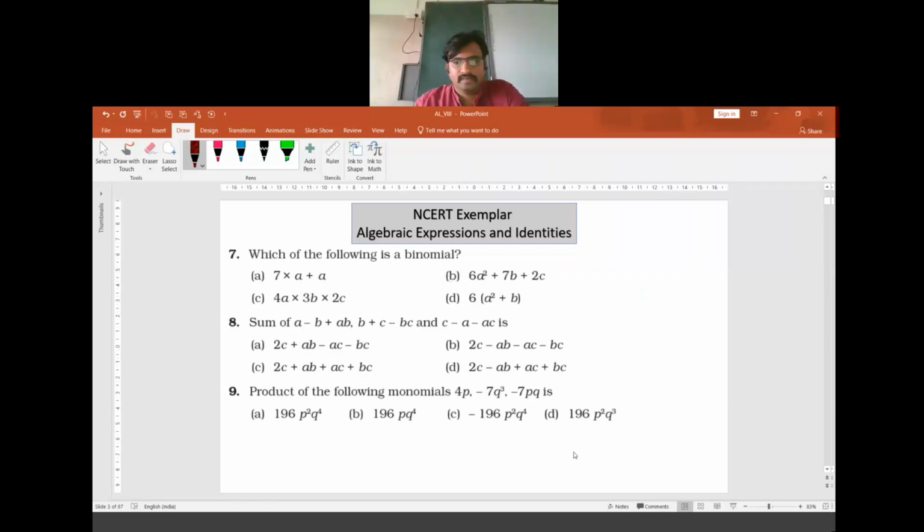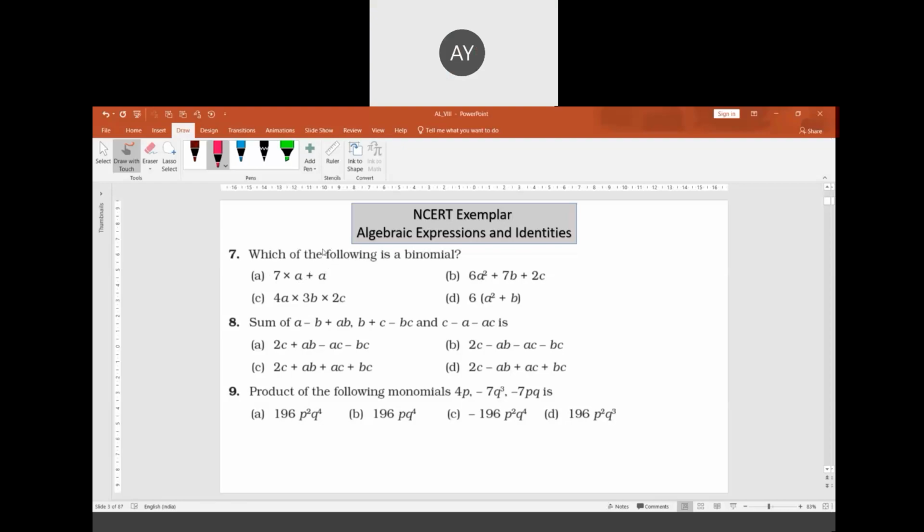Sir, binomial. B, sir. Option D, 6 bracket a square plus b. D, sir. Now I will ask Ashutosh only. Ashutosh, is 7a plus a a binomial? No, sir.